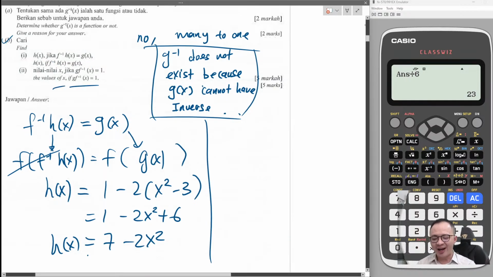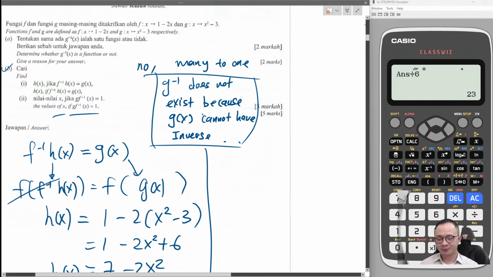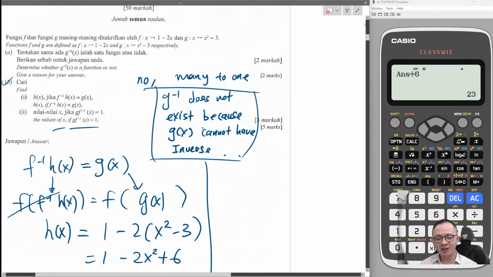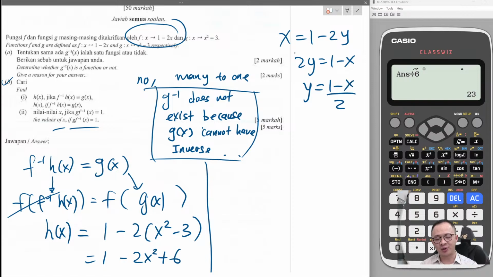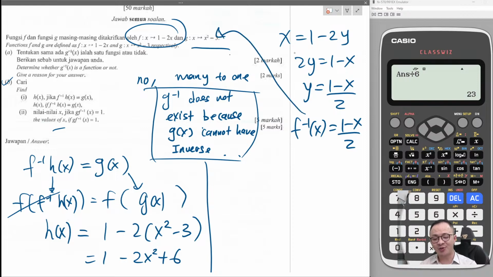Alright, find the value of x when gf inverse equals 1. So let's do the f inverse first. We have the f(x) here. Make f(x) become x, make the x become y. So 2y equals 1 minus x, y equals (1 minus x) over 2. So this is the f inverse function, (1 minus x) over 2. Once I got the f inverse, I will sub into the g because it's gf inverse. So I will sub this one into the g here. g is x squared minus 3.